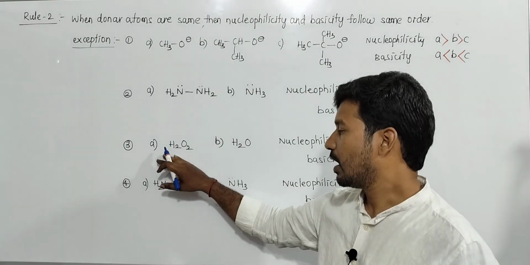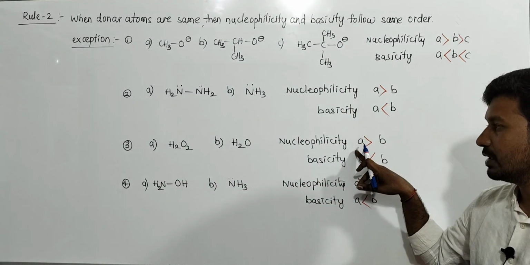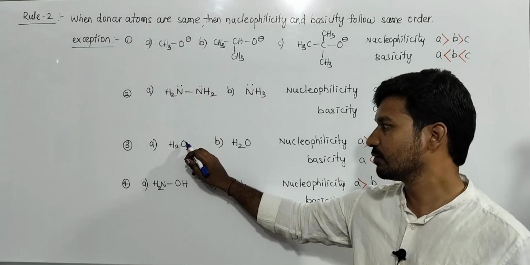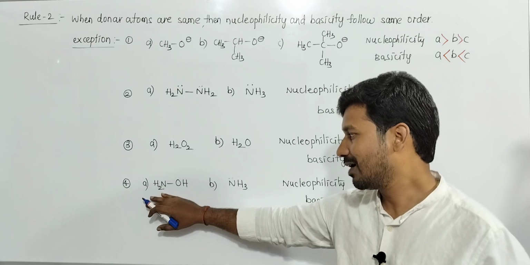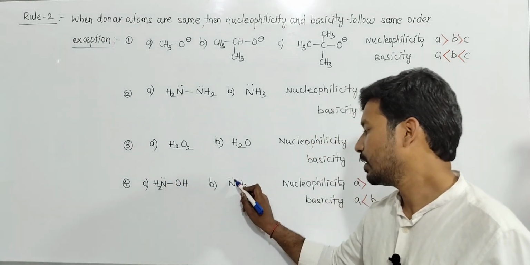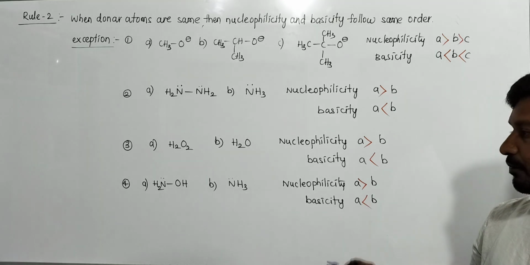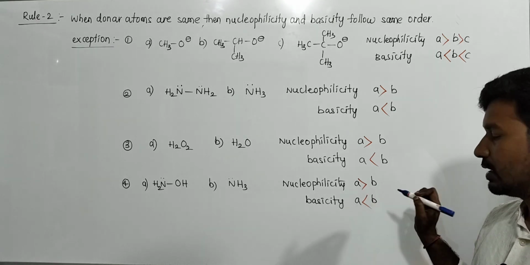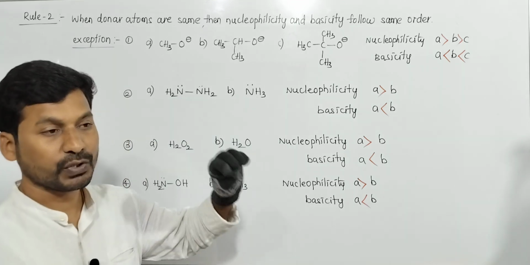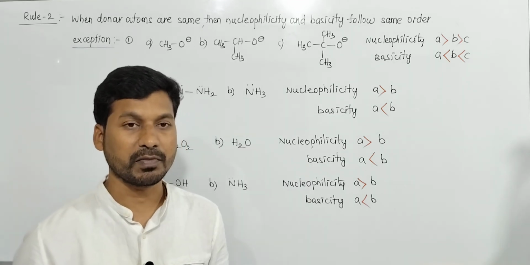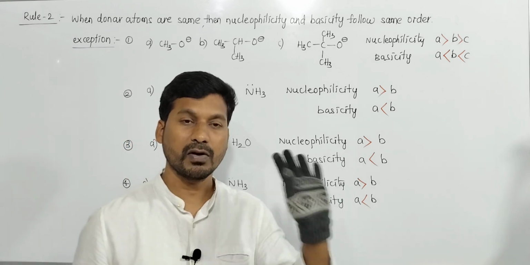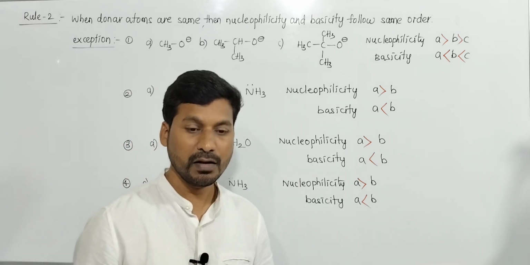Next, hydrogen peroxide and water: nucleophilicity A greater than B, basicity A less than B. Of course the donor atoms are the same, oxygen only. Here hydroxylamine and ammonia, the donor atoms are nitrogen only, but nucleophilicity A greater than B, basicity A less than B. That means in these four cases only, nucleophilicity and basicity do not follow the same order. In the remaining cases, whenever donor atoms are the same, they follow the same order of nucleophilicity and basicity.